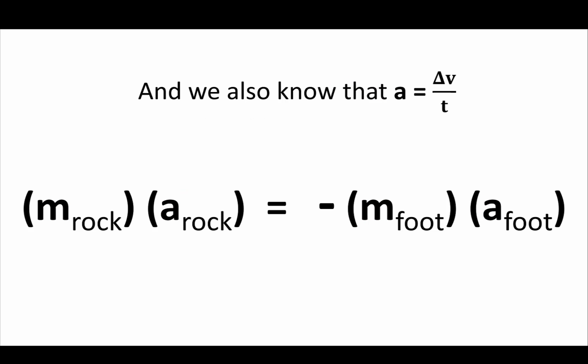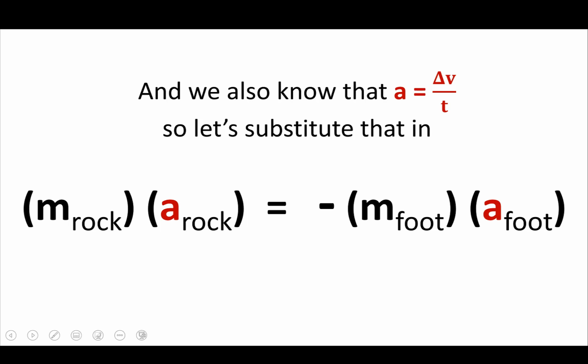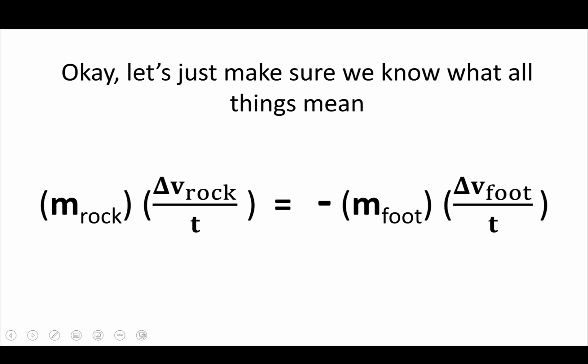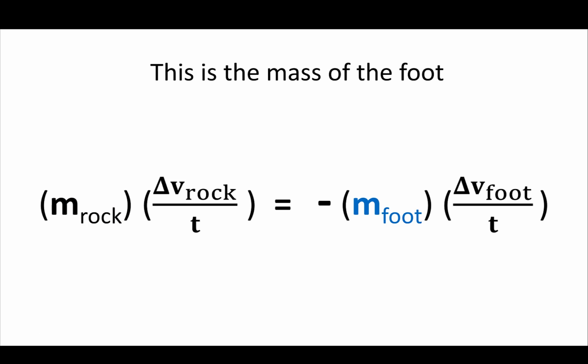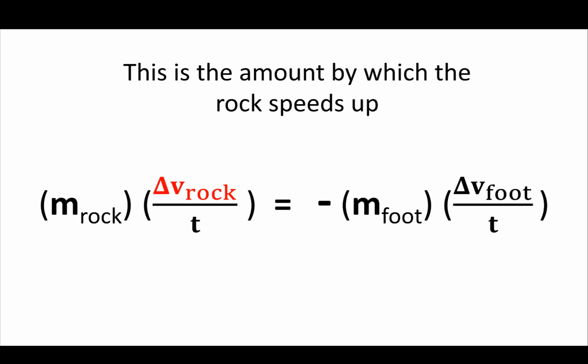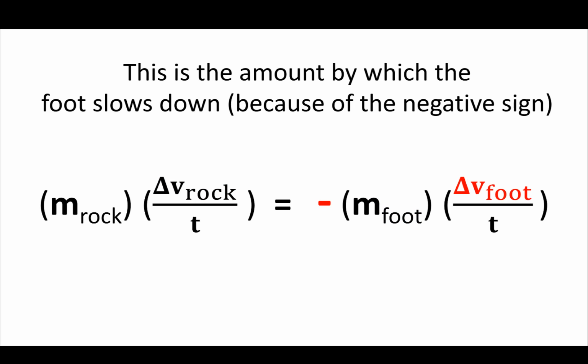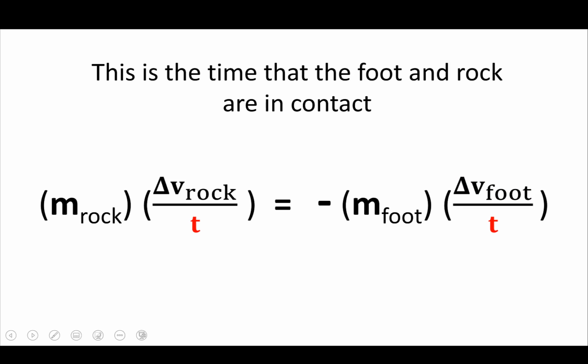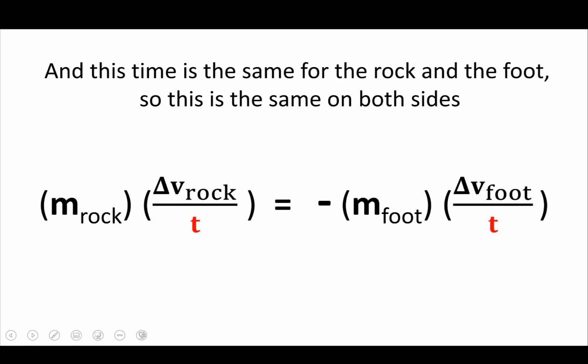We also know that acceleration is the change of velocity over time. So let's substitute that in. So now let's just make sure we know what all these mean. This is the mass of the rock. That's the mass of the foot. This is the amount by which the rock speeds up when you kick it. This is how much your foot slows down, because of the negative sign. So your foot slows down. And this is the time that the foot and the rock are in contact. And that's the same on both sides.